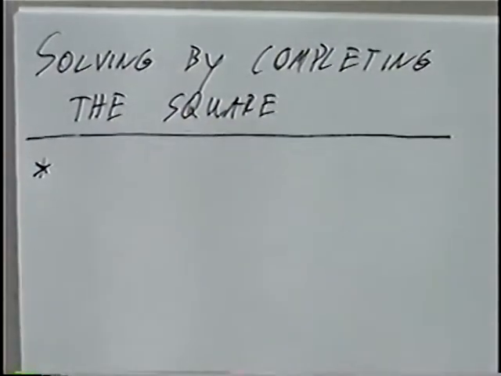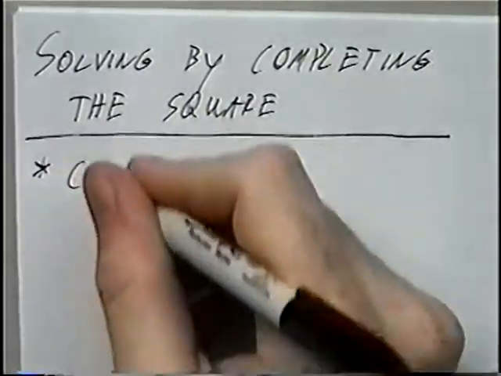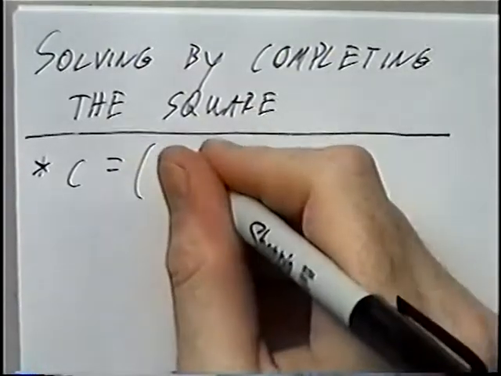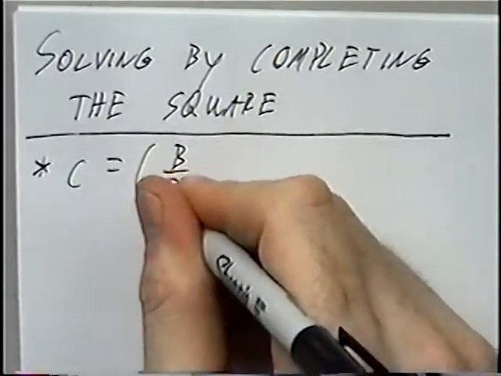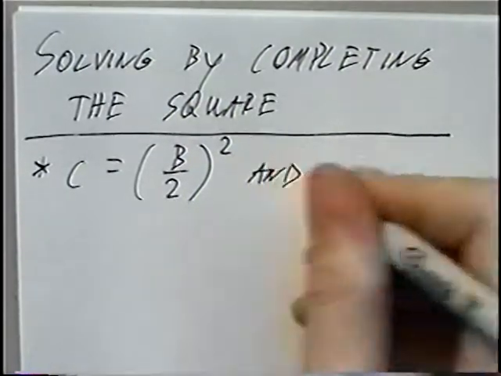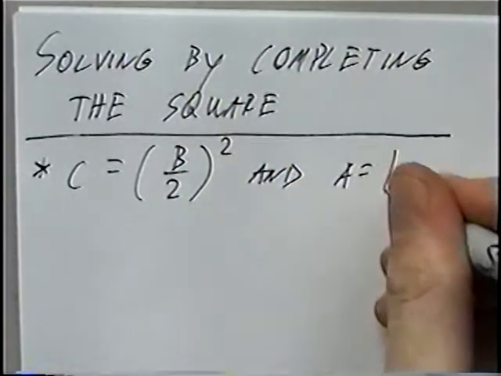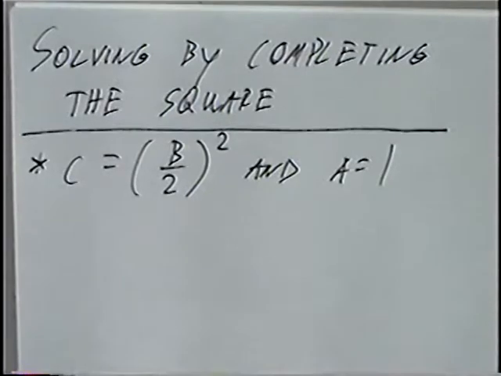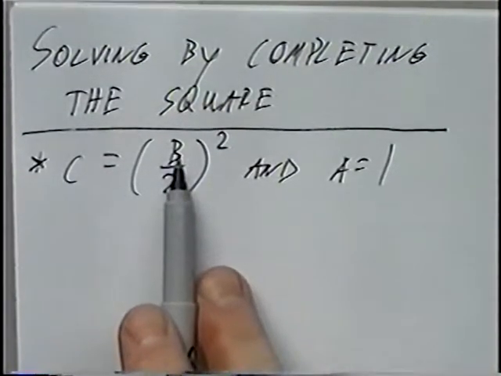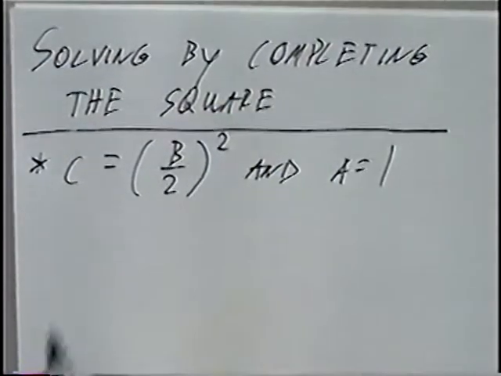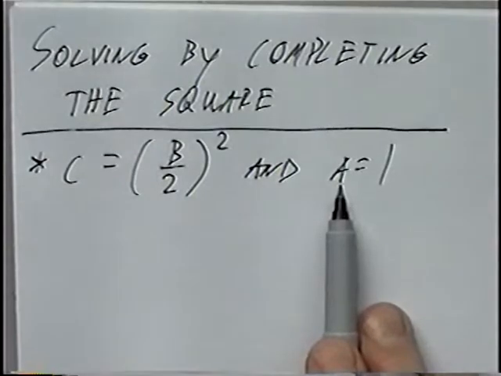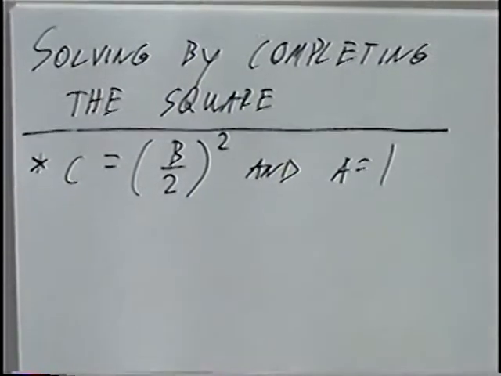The definition for completing the square: the value of c, which will be the last number of a trinomial. The value of c will want to be b divided by 2 squared, and we want the value a to be equal to 1. So c again, which is the last number in the trinomial, that will be equal to b, which is the coefficient in front of x, divided by 2 squared, and we also want a, which is the coefficient in front of x squared, to equal 1.